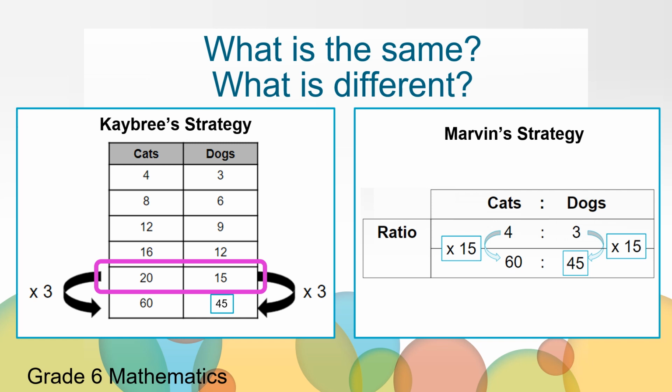Kaybree used her table to get to 20 cats and 15 dogs. Then she multiplied each by 3 to get her answer. Marvin multiplied both the number of cats and dogs by 15 to get his. After comparing their strategies, Levi, Kaybree, and Marvin understood how they were similar and different. They felt proud that even though their strategies were different, they either got the same result or had a strategy that would have led them there in the end.